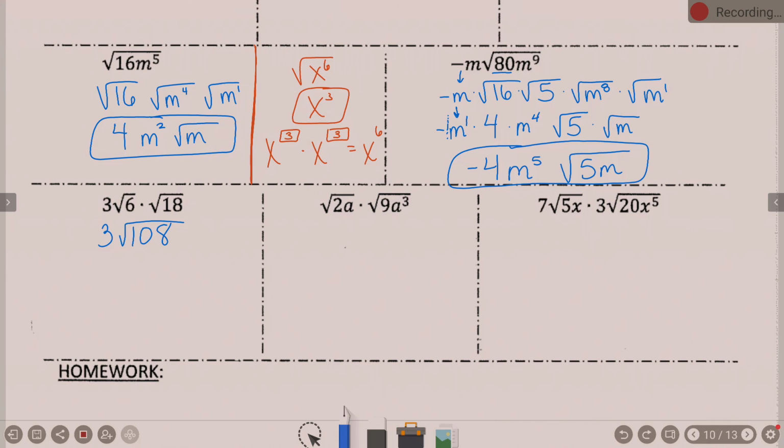Okay, the 3 I'm going to keep out front. What did we say 108 was? 36 times 3.